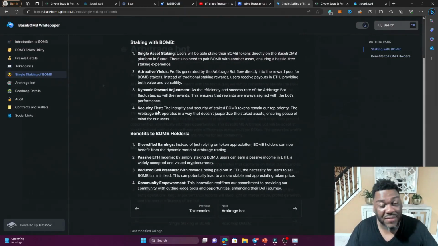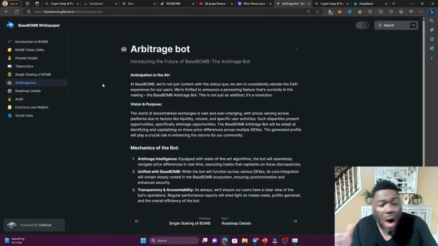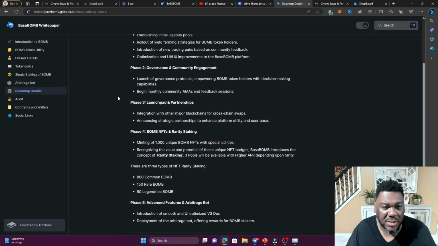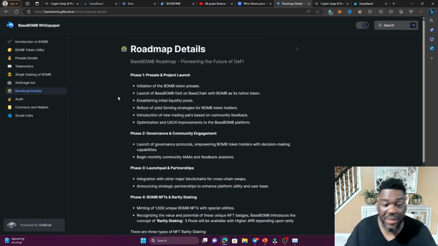And all this stuff is coming soon. Right here, we got the RBOT. You know the RBOT? The vision and the purpose is to take advantage of arbitrage opportunities in order to grow that community fund. So this is going to be bullish. And let's take a look at the roadmap details. There's a lot of great things happening here, guys.